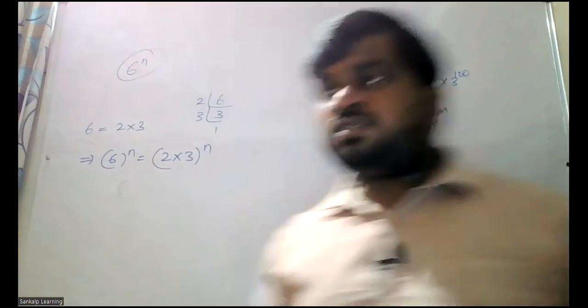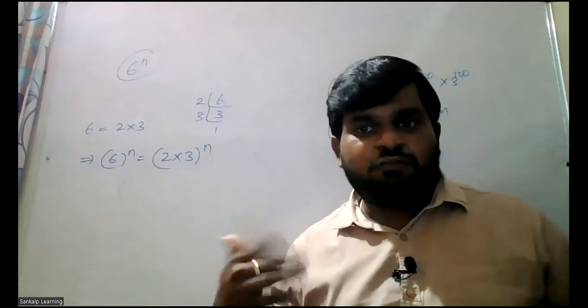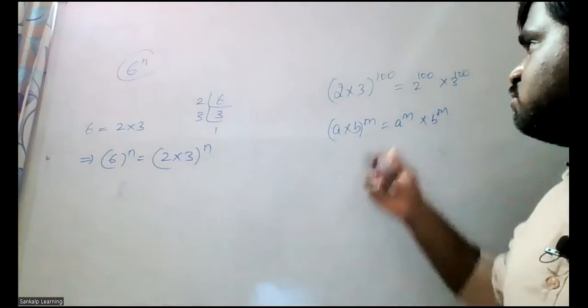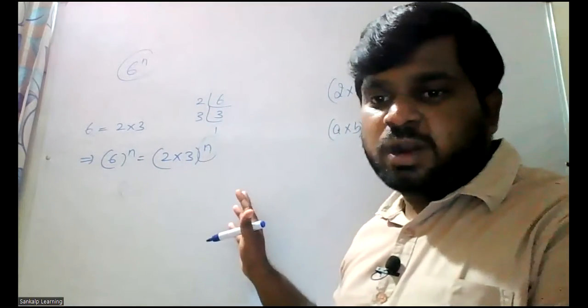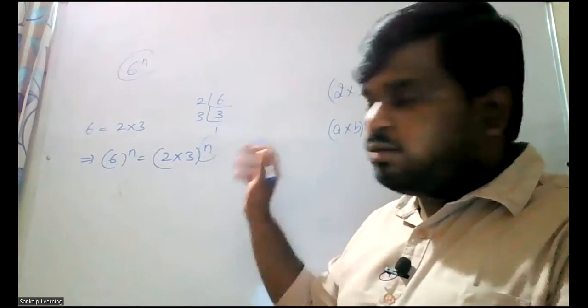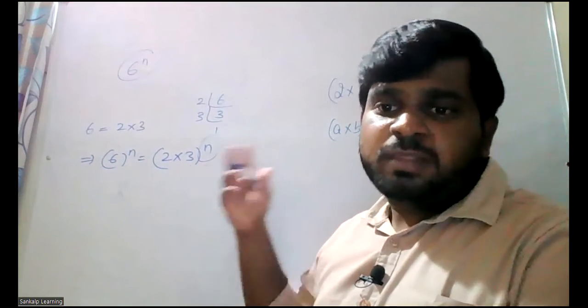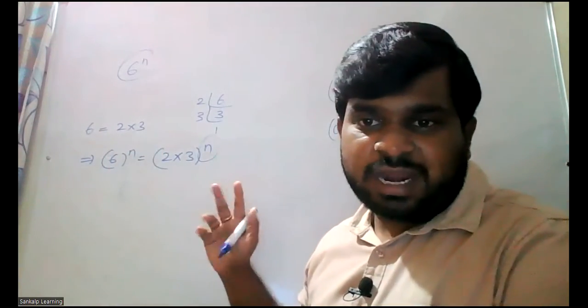If it is ending with 0, then we would have had somewhere here 5, isn't it? If you prime factorize it, you should have both 2 and 5. So it is not at all possible. It doesn't depend on the value of n at all. You give whatever value of n, this doesn't change, isn't it? If this doesn't change, then there is no possibility that 6 to the power n is going to end with 0.